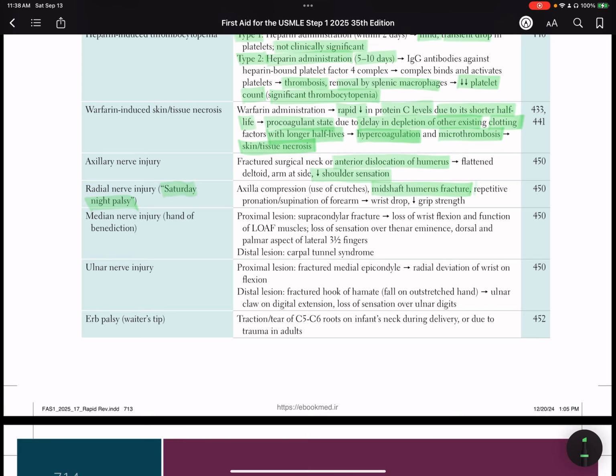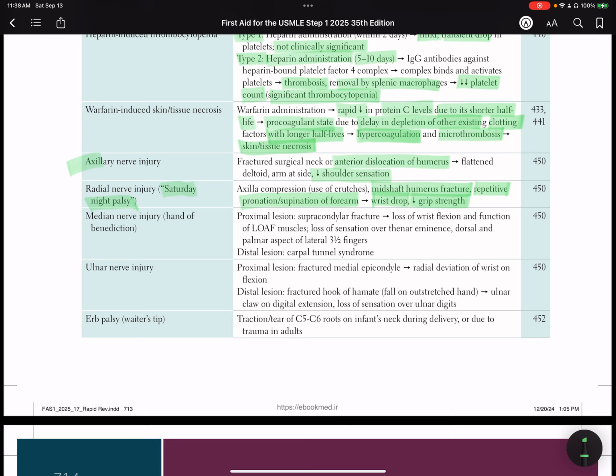Repetitive pronation and supination of the forearm causes wrist drop, and there is decreased grip strength. Wrist drop and decreased grip strength are pathognomonic of radial nerve injury. So once more, radial nerve injury is axilla compression by usage of crutches or mid-shaft humerus fracture, and repetitive pronation, supination of forearm will lead to wrist drop and decreased grip strength.